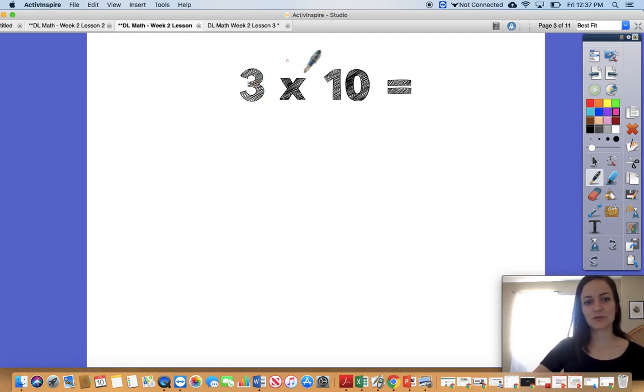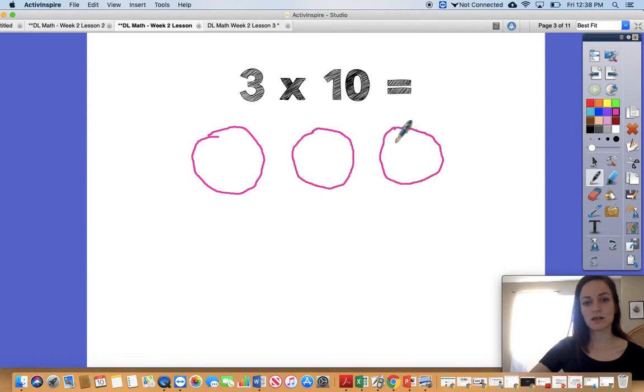Okay, for this one, 3 times 10, or I can read it as 3 groups of 10, okay? I can draw my picture in a couple different ways. I can do 3 groups of 10 where I draw my 10. 1, 2, 3, 4, 5, 6, 7, 8, 9, 10. Okay, that takes a little bit longer, but that's okay.